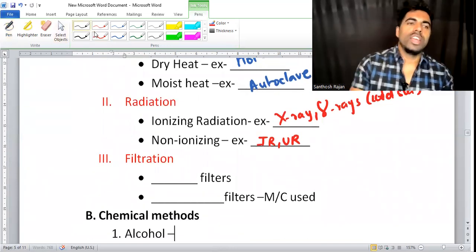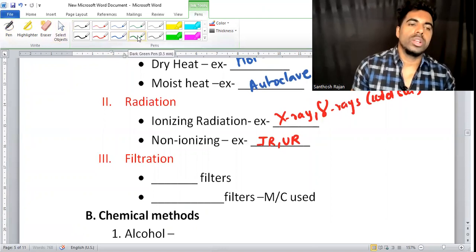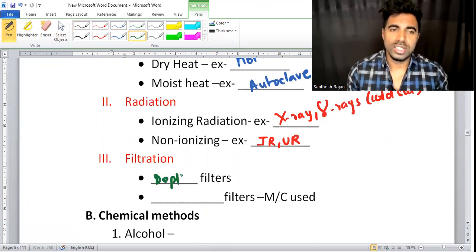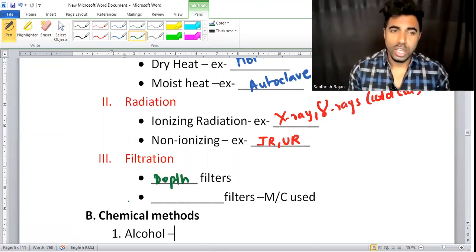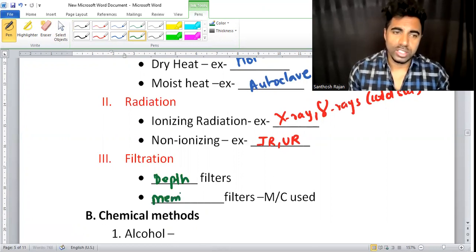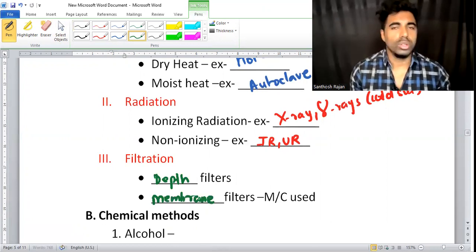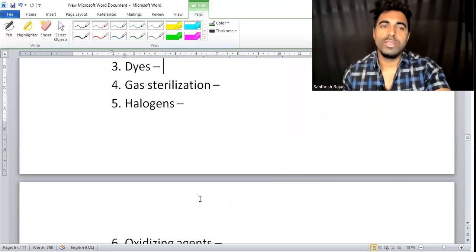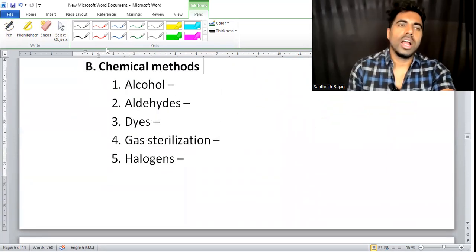Now, filtration. We have the old filtration, normally we use what are called depth filters. We use porcelain or similar substances to filter. That's not very efficient. The best one we have is membrane filters. The recent one is the membrane filter, which is commonly used. Okay. Now, let's go to chemical methods. Chemical methods, individually, we're going to talk, but just a brief. Alcohol, I'm not going to say anything.